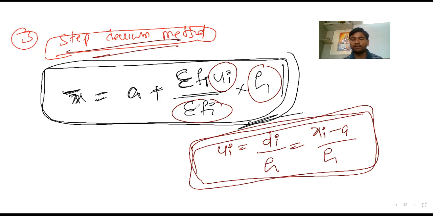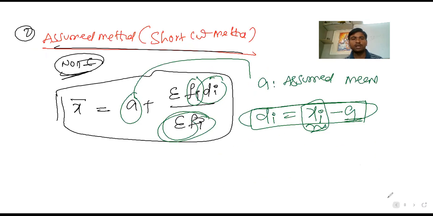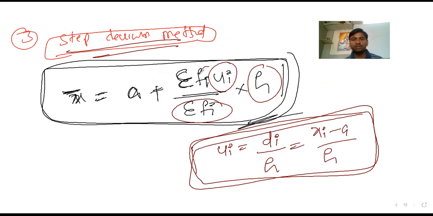Am I clear? It's sigma fi, no? So for more understanding, just remember the formulas. I'll apply these methods to given questions in the next class. Just understand there are formulas for calculating this. This is the assumed mean method or shortcut method, where di is xi minus a. Next, this is the step deviation method, sigma fi ui by sigma fi, into h. Ui is nothing but di by h, di is nothing but xi minus a. So these are the formulas you remember.